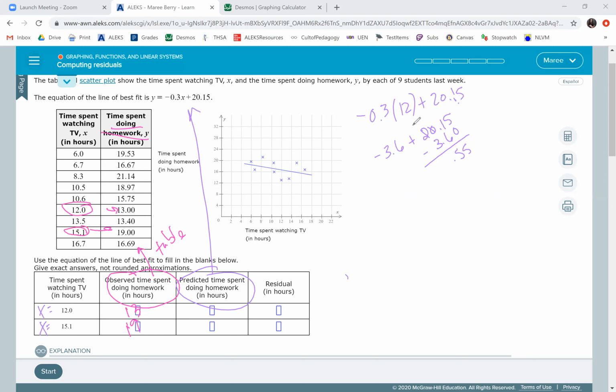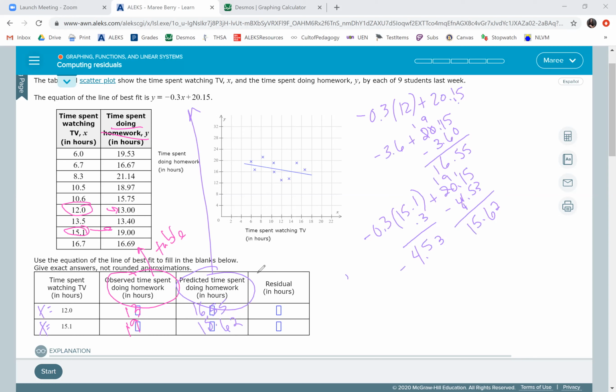So that means we're just taking away 3.6. This becomes 16.55. And then we plug in 15.1 for X. So you do 0.3 times 15.1, which is 4.53. So you do 20.15 minus 4.53, and that's 15.62.